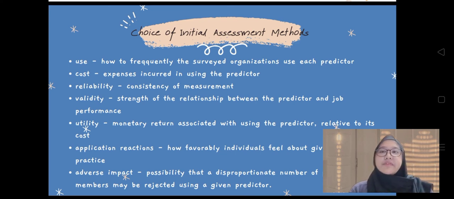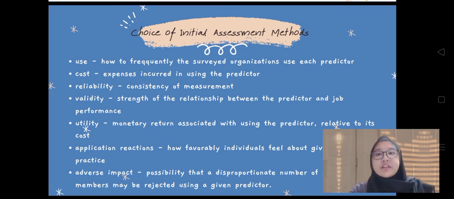And then we have a few choices. The first one is use, which refers to how frequently the surveyed organizations use each predictor. Second is cost, which refers to expenses incurred in using the predictor. The third one is reliability, which refers to consistency of measurement. And then we have validity, which refers to the strength of the relationship between the predictor and job performance. And next one, we have utility.